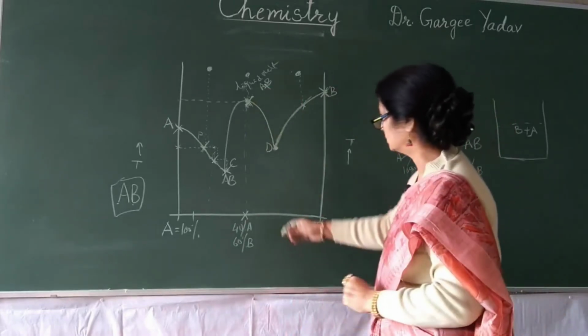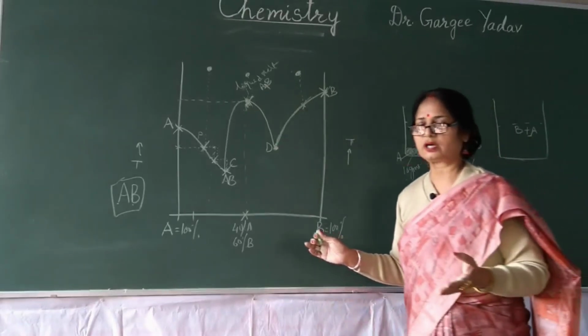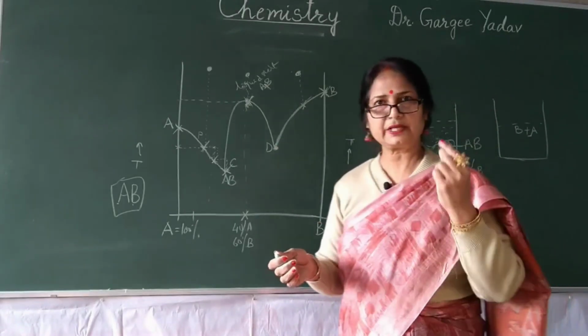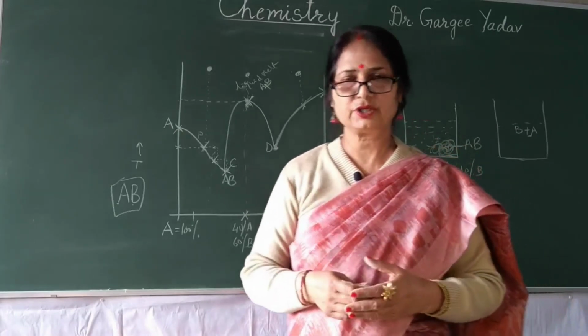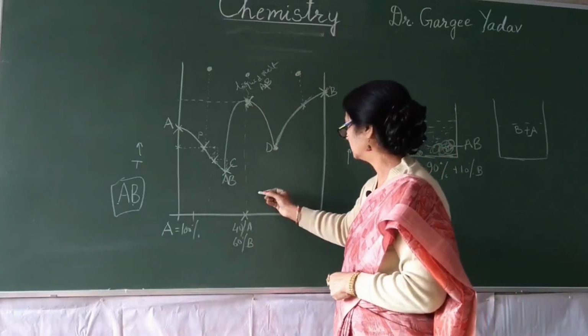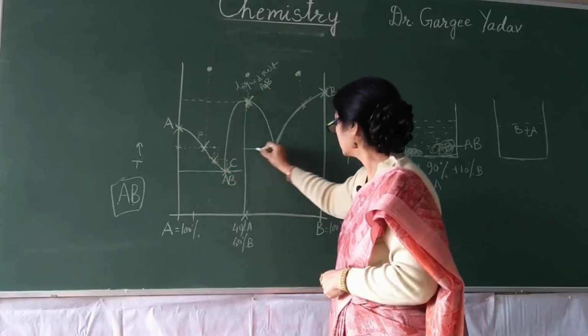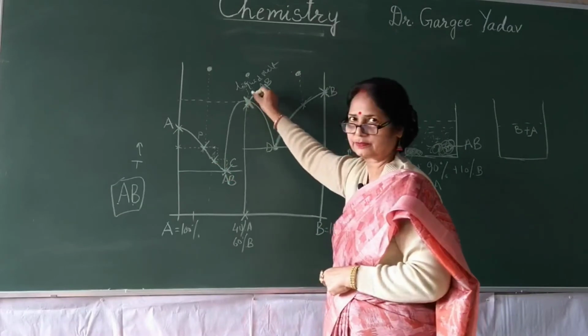Now, this is a typical phase diagram for a congruent melting point system, and a typical representative example of which is the magnesium zinc system. So you can see the phase diagram is constructed in this way. These are the two eutectic points, and this one is the congruent melting point.